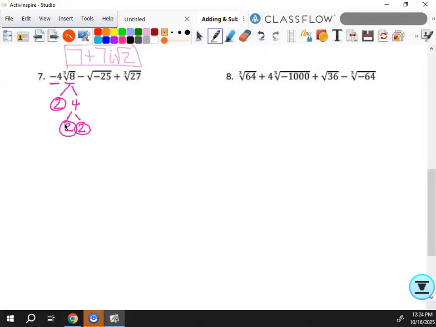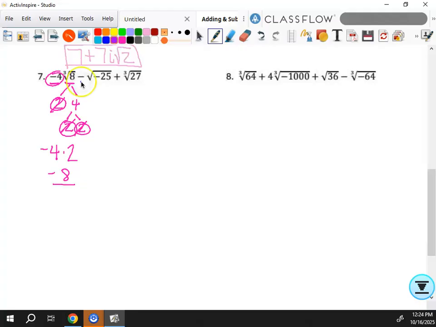Okay. If I'm doing a cube root, I look for sets of 3, right? So I can't forget this negative 4. So I'm going to get negative 4 times, and then these 3 2's come all the way out as a regular 2. I have nothing left on the inside because the cube root of 8 is 2. Okay, 2 times 2 times 2 is 8. Then that's going to be negative 8. There's my first term.